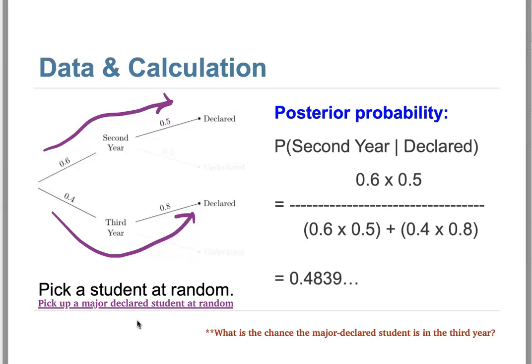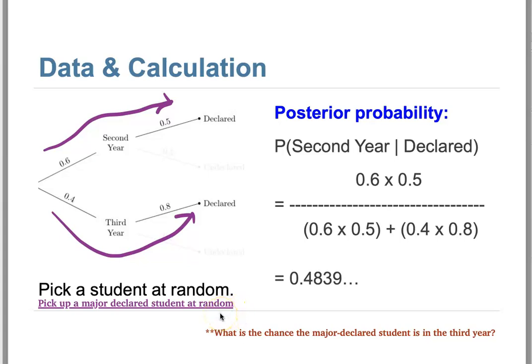So this one we call the conditional probability, because I'm not taking any student at random. Actually, I already know this student is major declared. So on the other hand, we should rephrase that. I can say I pick a major declared student at random. So you need to be careful.